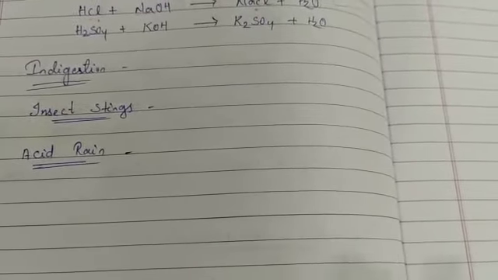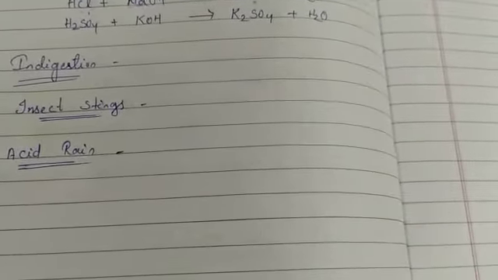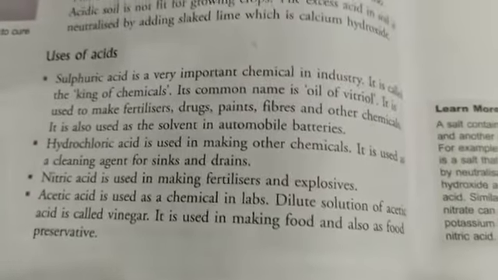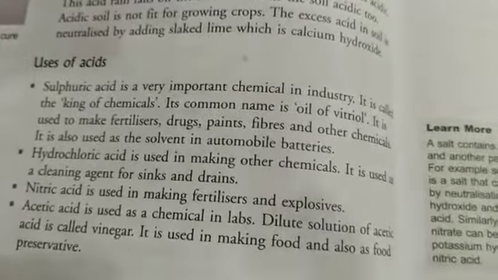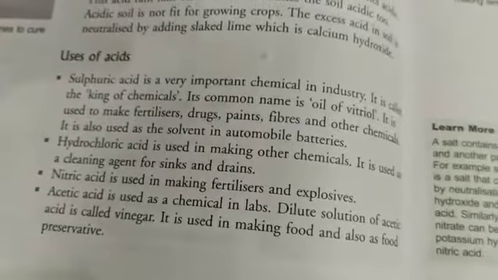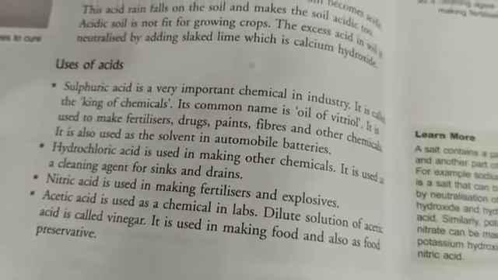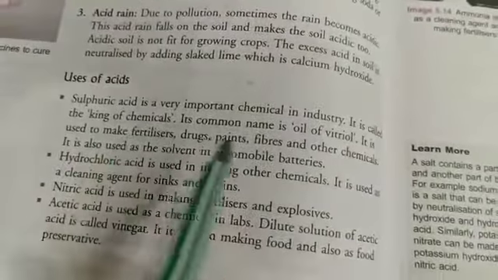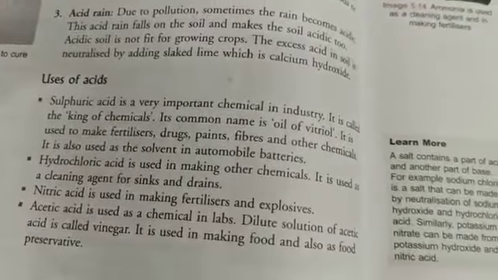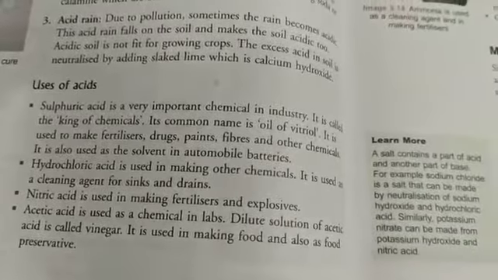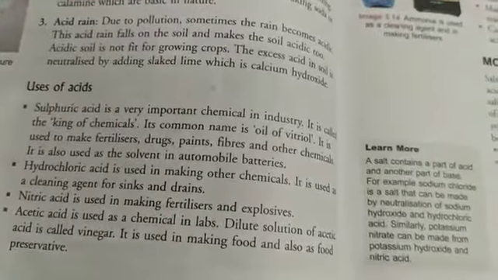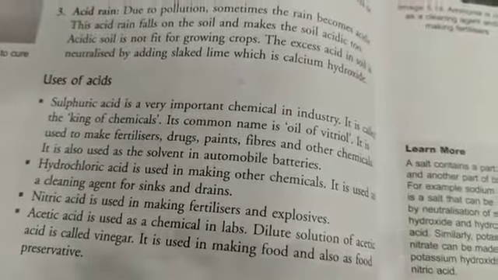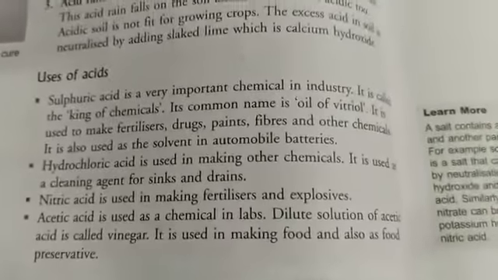Now we will see the uses of acids and bases. Here you can see sulfuric acid is a very important chemical in the chemical industry because it is known as the king of chemicals. Its common name is oil of vitriol. It is used to make fertilizers, drugs, paints, fibers and other chemicals. That is why sulfuric acid is known as the king of chemicals.